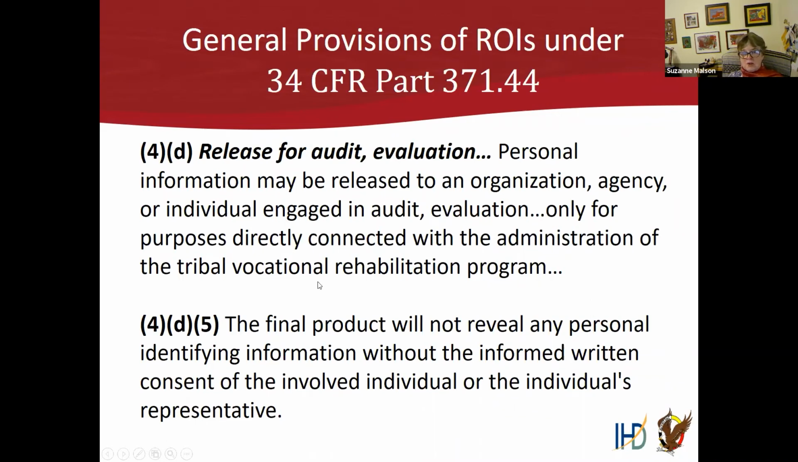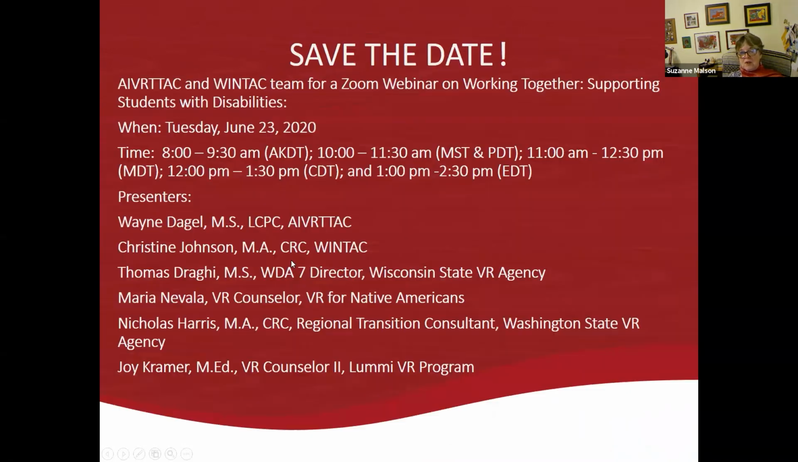And your external evaluation, not every tribe does have an external evaluation, but you never know when RSA may decide to send out somebody to do a brief audit. What do all of these look like? Do you need a release of information for each one of these? That's for you to really do some research and make sure.